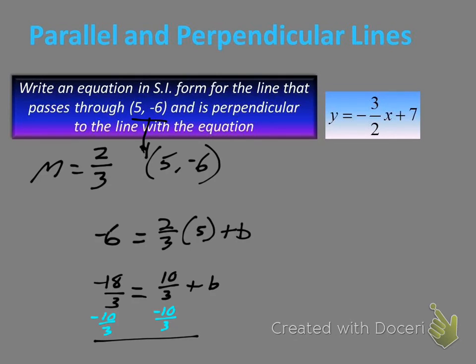So then you have -18/3 minus 10/3. So essentially you have -18 minus 10. That's -28 over 3. Good. That's B, and then rewrite.